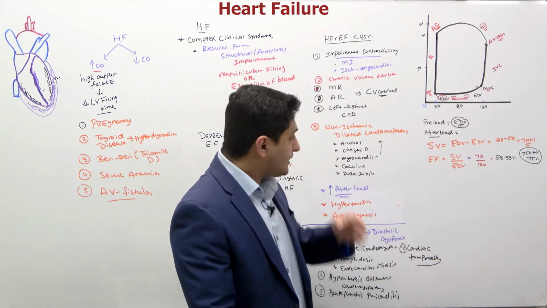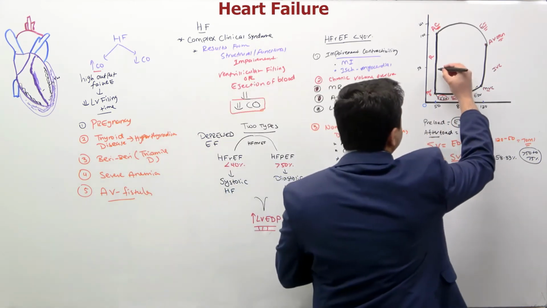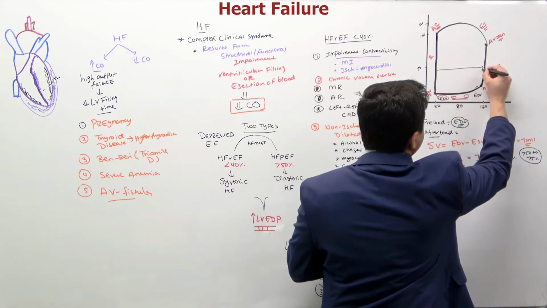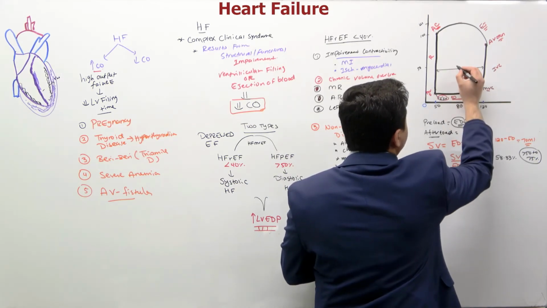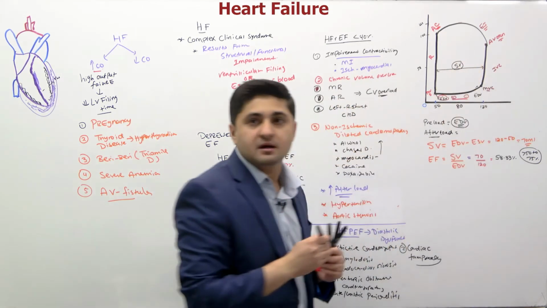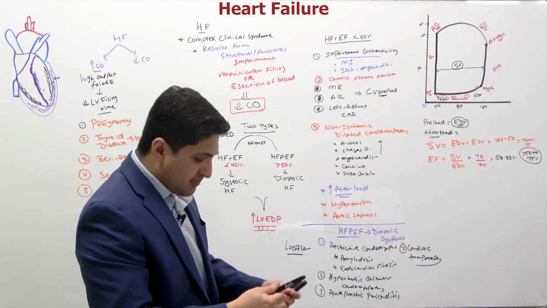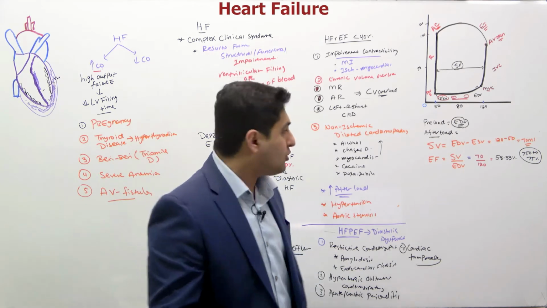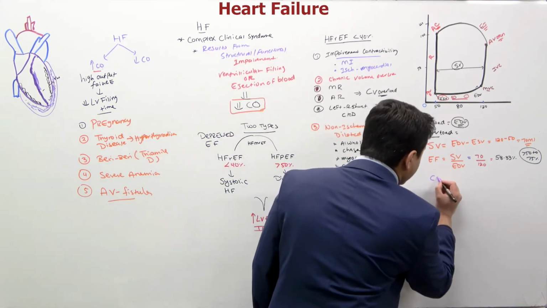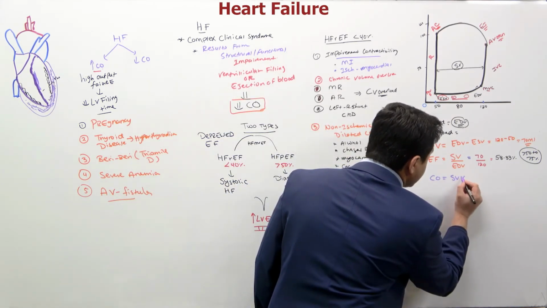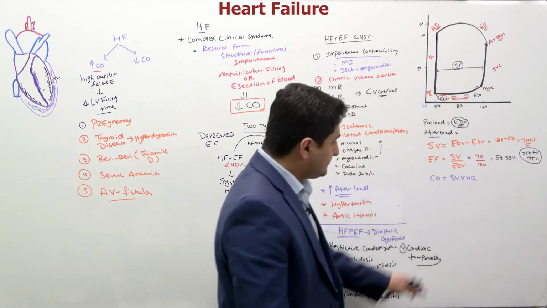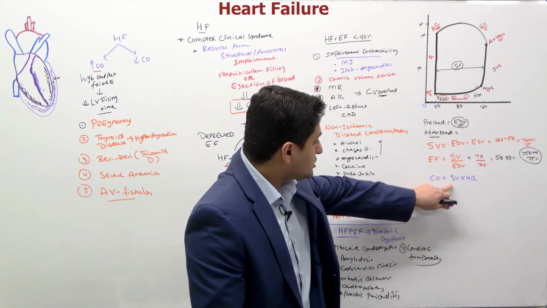Now, if you look at this graph, from the end-systolic volume to the end-diastolic volume, this is what determines your stroke volume. All right? Now, after this, you also have to know the definition of cardiac output. What is cardiac output again? Cardiac output equals stroke volume times heart rate.